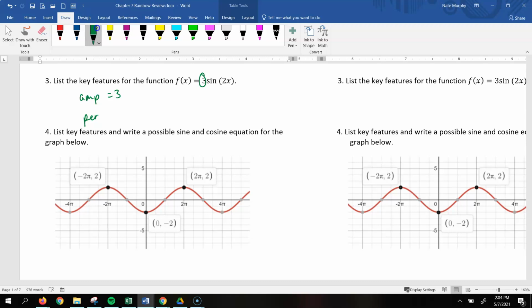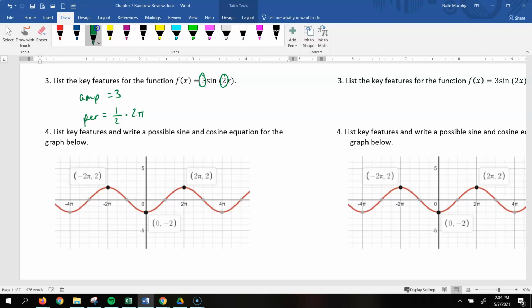The period we get from this. Okay, so we take the reciprocal of that value. Because remember, whatever happens to the x, we always do the opposite. So we're multiplying. The opposite in this case would look at the reciprocal. So the reciprocal of 2 is 1/2. So that means horizontally it's being shrunk to be 1/2 the size.